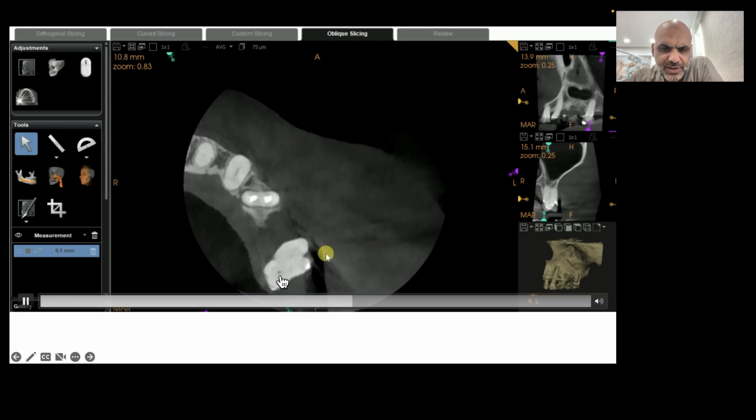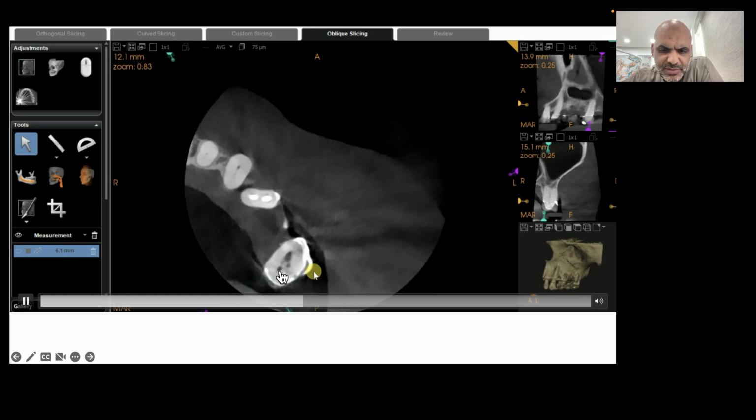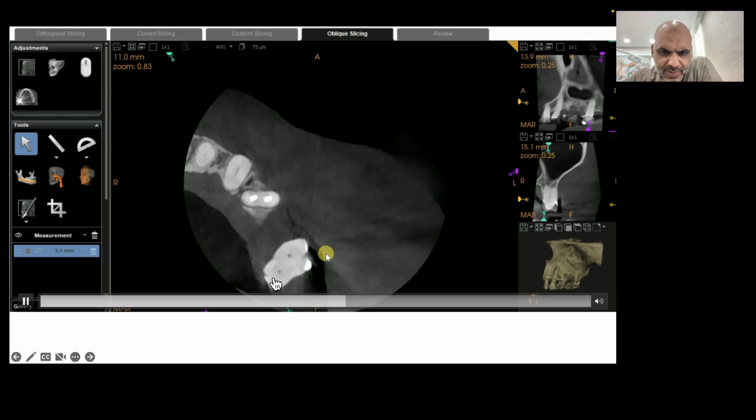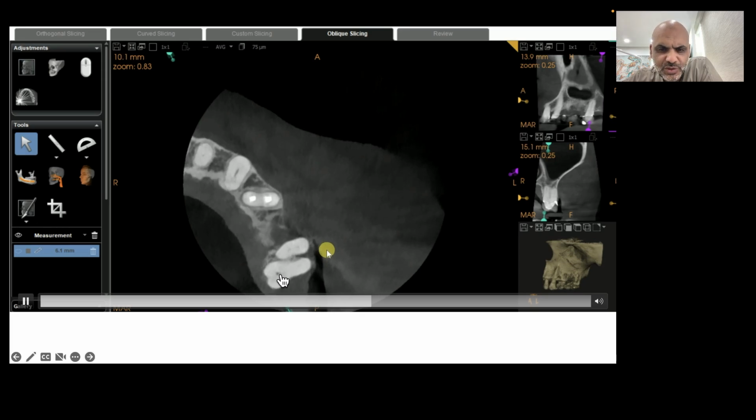So this is the original canal. So go back a little bit. This is our drilling here. And you can see the canal is not yet visible. Now this is the canal. We were drilling at this location, and the canal is more here, more toward the buccal. So we decide where the canal is.